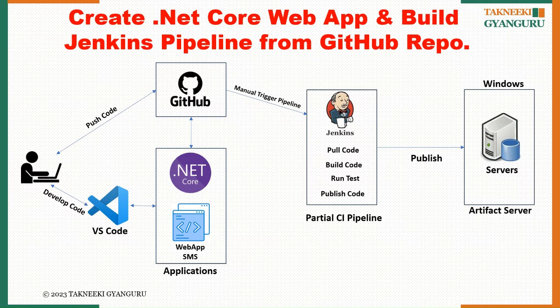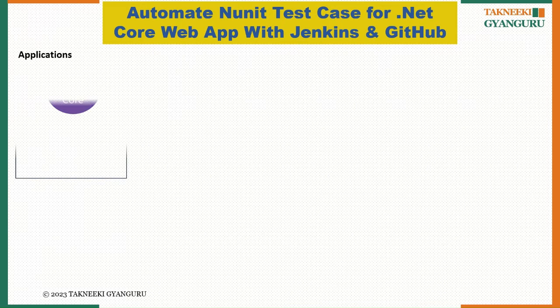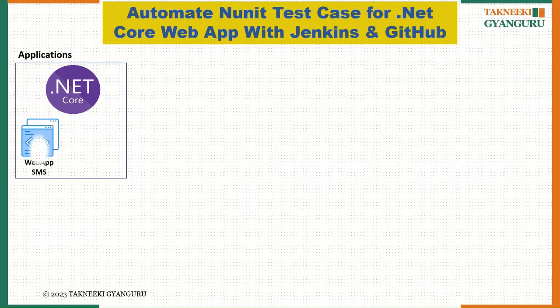So let's move on and understand how we did this. We'll automate unit test cases for .NET Core web apps with Jenkins and GitHub, right? So how will we do this? First of all, the .NET Core application, we have already built the SMS web app application and pushed it into GitHub. Now we will create a new test case within this project, right?